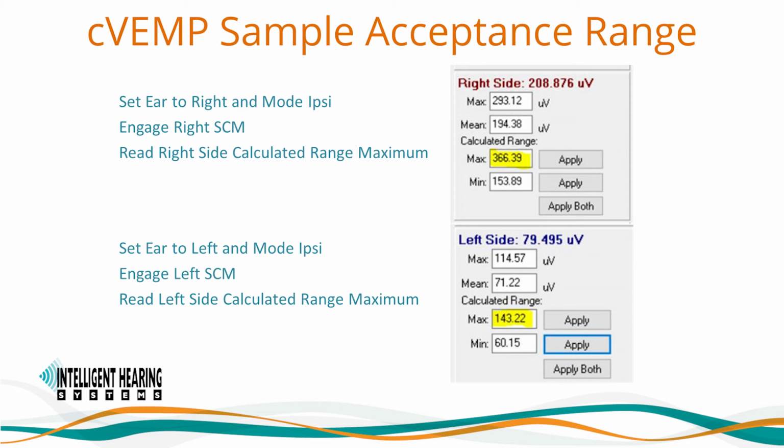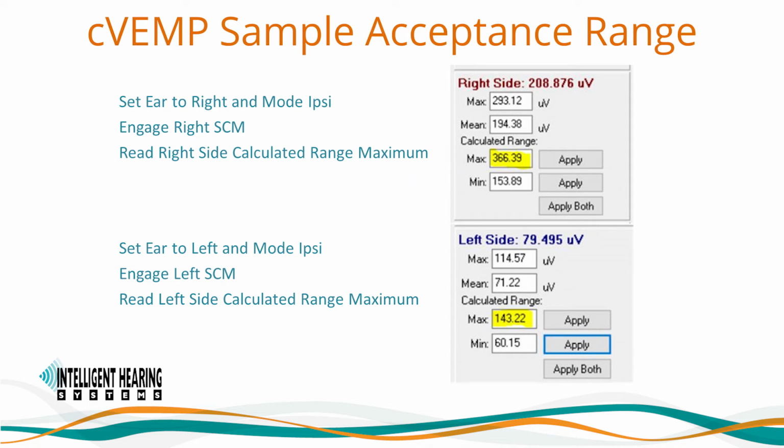Once again, ensure that the RMS min and max values are set properly per patient according to their contraction capacity, and in order to ensure that you are not rejecting unnecessarily while ensuring adequate muscle activation. Typically, max is selected for the stronger side, and min is applied for the weaker side. To do this, set ear to right and mode to IPSI. Lift and turn to the left side. Engage the right SCM muscle and read the calculated range maximum for the right side channel A, which is highlighted.